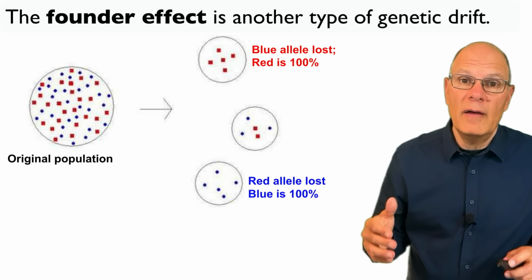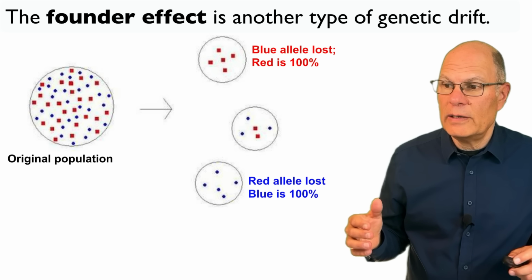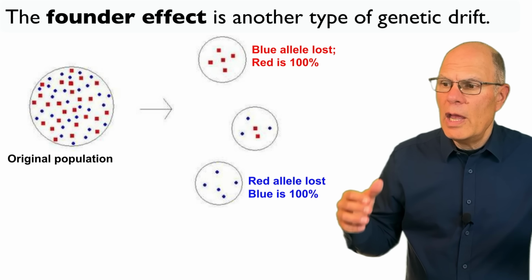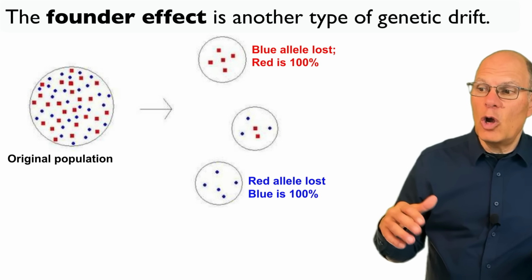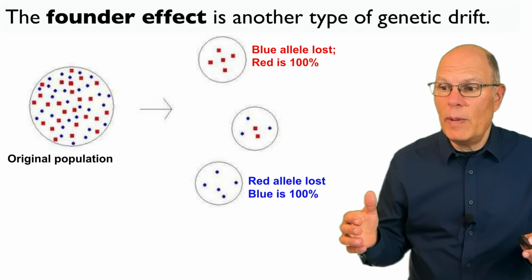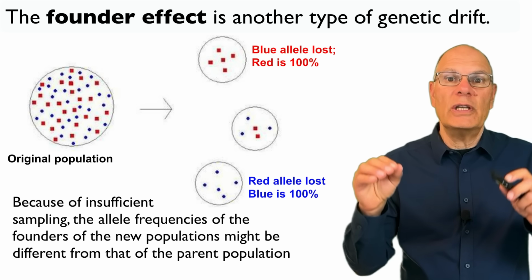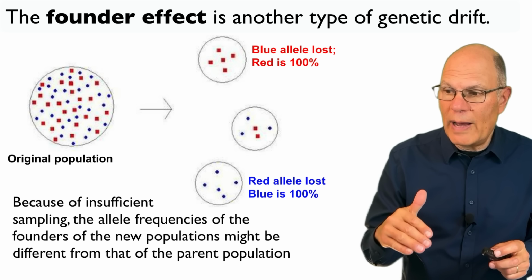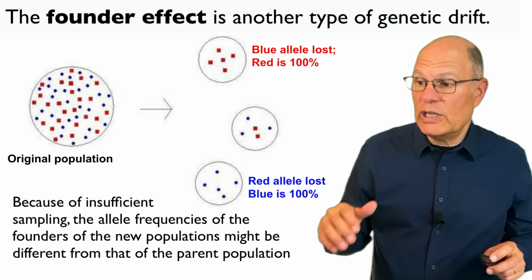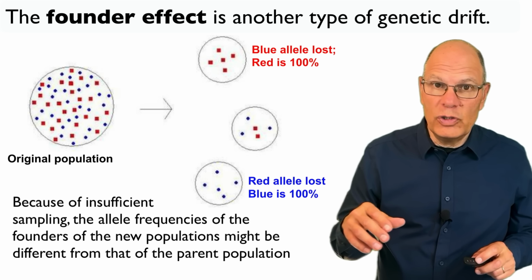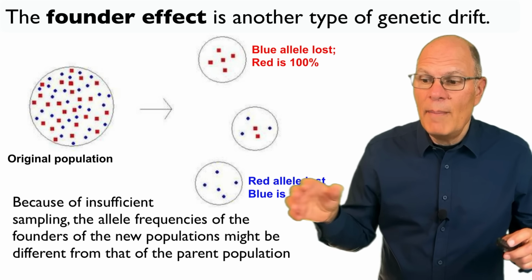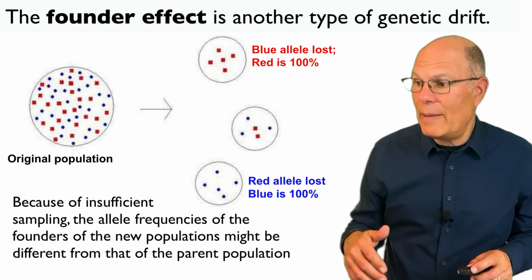Another form of genetic drift is the founder effect. And this is where a small number of individuals from a large population founds a new population, but because of insufficient sampling, because it's only a few individuals who leave the larger population, the allele frequencies of the gene pool of the founders who found the new population might be different from those in their parent population.